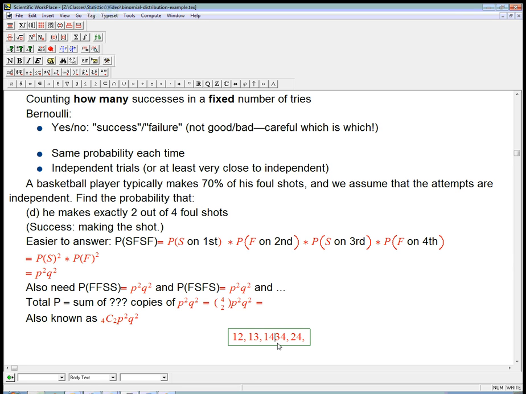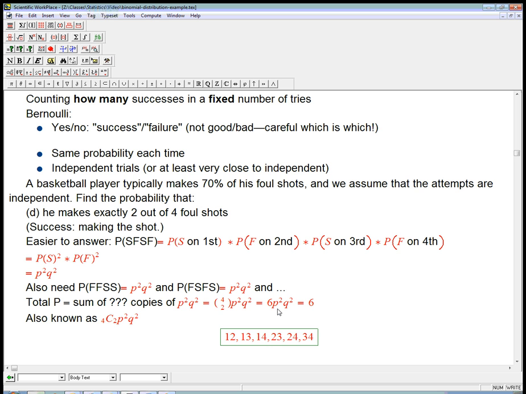Then 1, 4. Okay. Then it could have been the 2, 3 slots, or the 2, 4, or the 3, 4. Okay. Looks like there's only 6 ways it could have happened. Okay. So this, in fact, is going to be 6 p squared q squared.